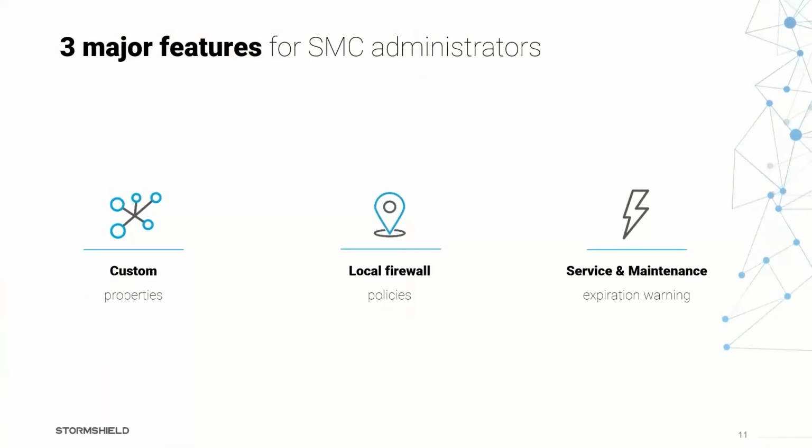Here again, three small features are released into this version. The first one is called custom properties. The second one is related to the local policies of the firewall, and the last one is related to the service and maintenance expiration warning. Let me go into the details of each one of them and also provide some demonstration.